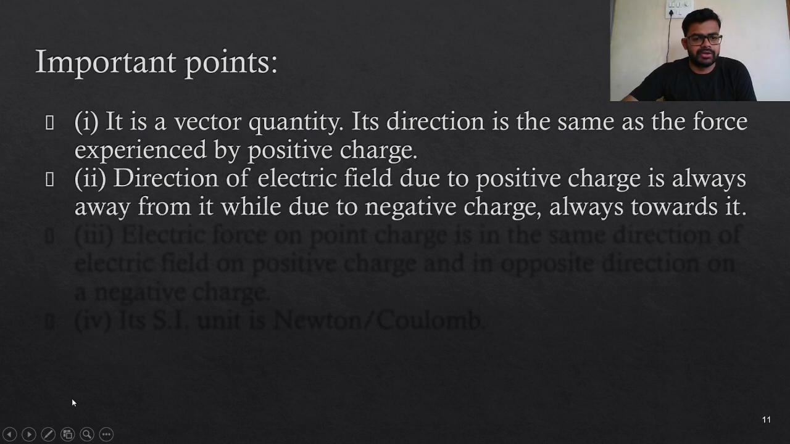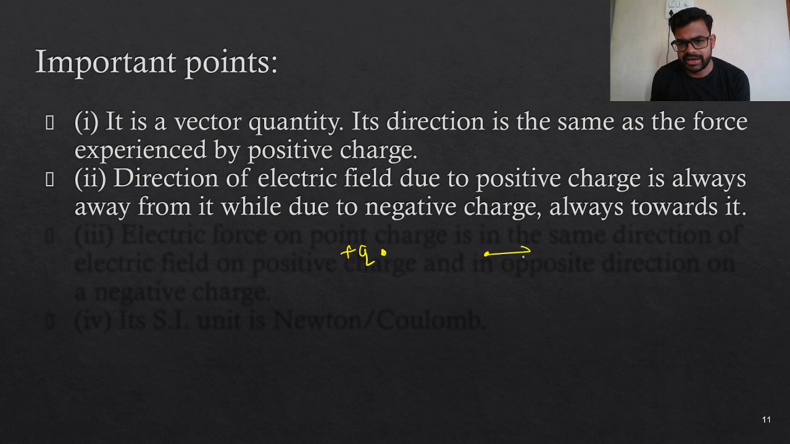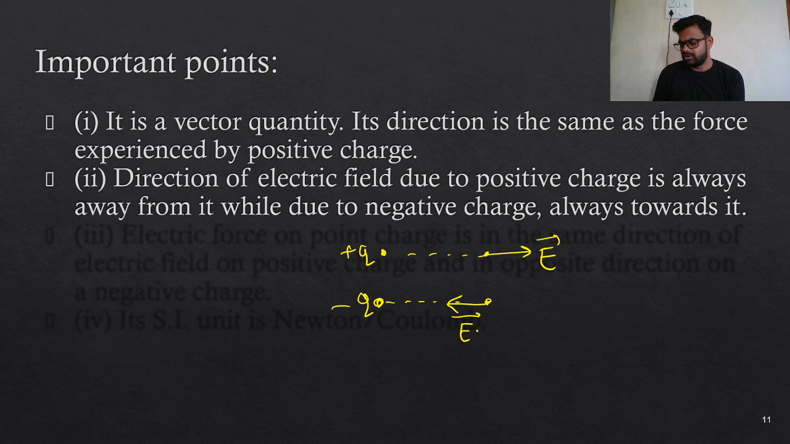Second point, the direction of field due to a positive charge is always away from it, while due to a negative charge is always towards it. Let us talk about this. This is a plus q charge, and at this point the electric field intensity will be like this, away from the charge. After that, if there is a negative charge, then electric field intensity at this point will be towards the negative charge. This is a very simple thing. Remember, mind it.